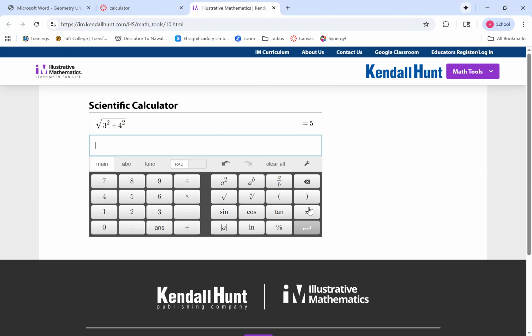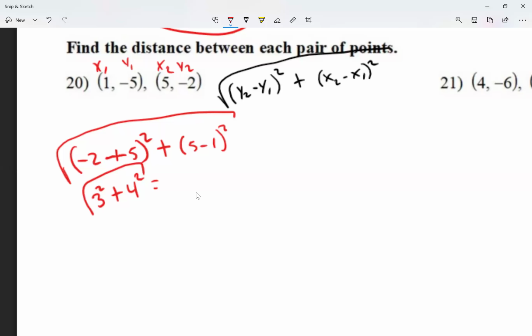We could have figured, 3 squared is 9, 4 squared is 16, 9 plus 16 is 25, so the square root of 25. Yeah, but that's algebra level. We're geometry, so we can just type it in. The square root of 3 squared plus 4 squared, it says it's 5. Good. So let me come back to my work here, and my answer is going to be 5. That's not bad.